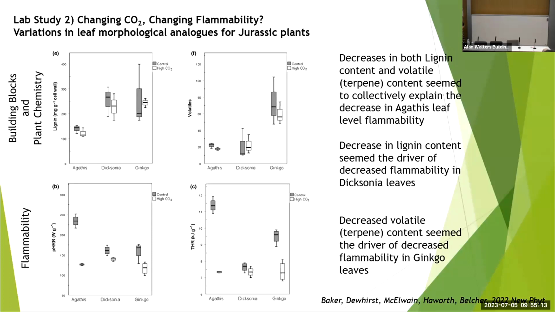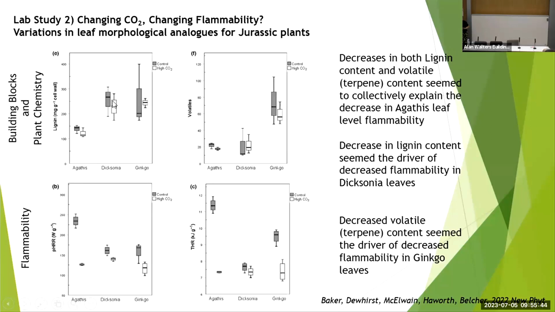So again, I've got these plots where I've got kind of like the building blocks of the plants. So this is lignin content, and this is volatiles, this is Agathis, Zixonia, ginkgo. The controls, so grown in ambient conditions, are the black bars, and the treatments, the high CO2, are the white boxes. So in Agathis, we could see that there was a decrease in both lignin content and terpene contents, and this seemed to explain the decrease in leaf level flammability as well.